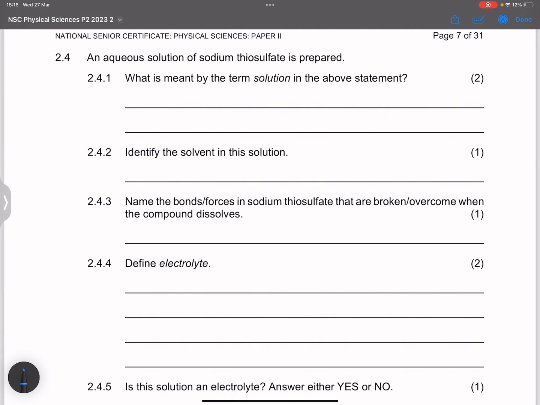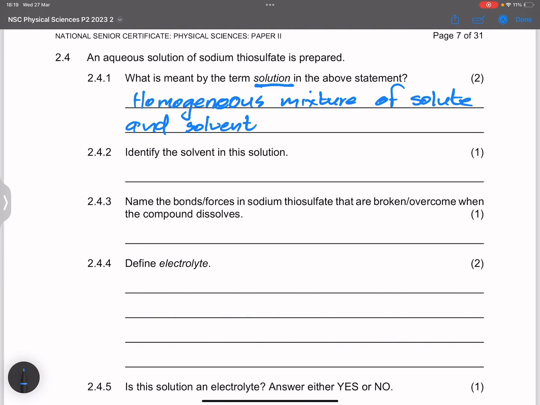Right, the next question. They say to us, an aqueous solution of sodium thiosulfate is prepared. What is meant by the term solution? So remember, when we are forming a solution, first of all, it's a homogeneous mixture of solute and solvent. Remember, that's what would constitute a solution. They said identify the solvent in the solution. Of course, you'd put this in water, isn't it? So you can say H2O, or you can just simply write water.